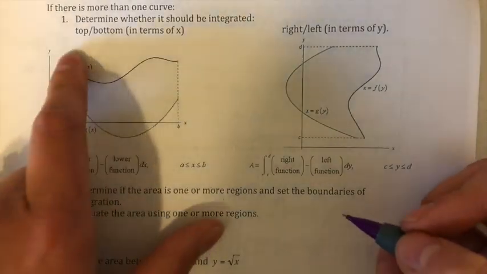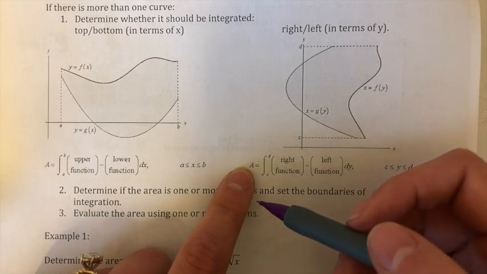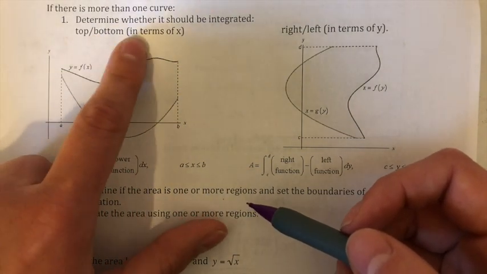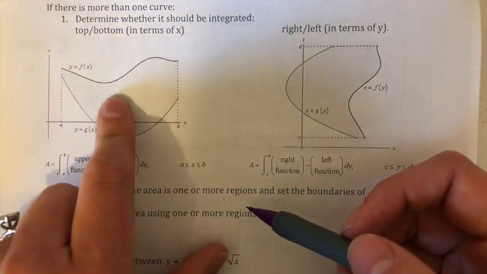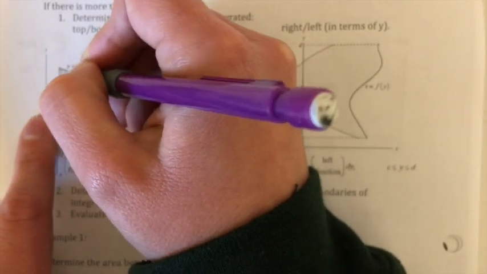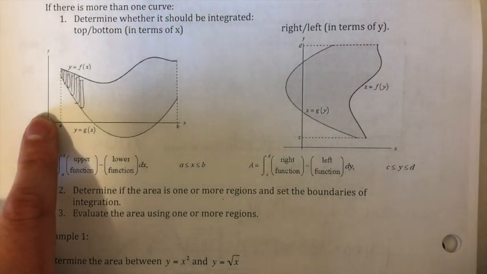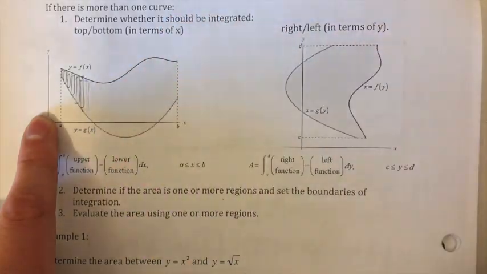Okay, so if there's more than one curve and you want to determine an area, we want to determine whether it should be integrated with respect to top-bottom, which means it's in terms of x, and this is always going to be kind of our default way of thinking. So see how if I want to draw those little tiny baby rectangles, they can all fit vertically in there, right? In between, touching the top line and the bottom line, okay?